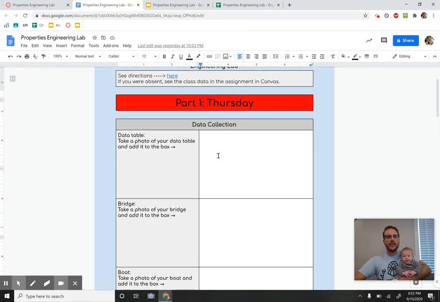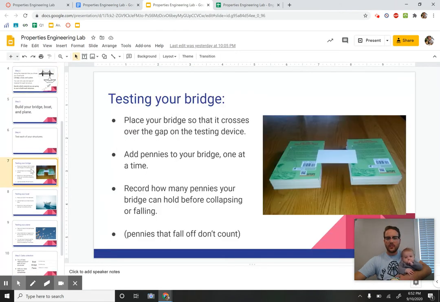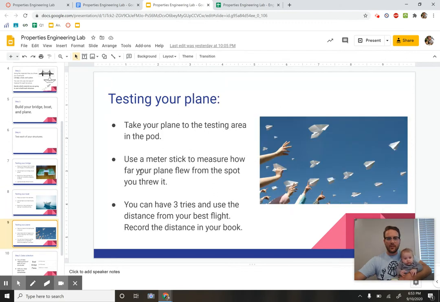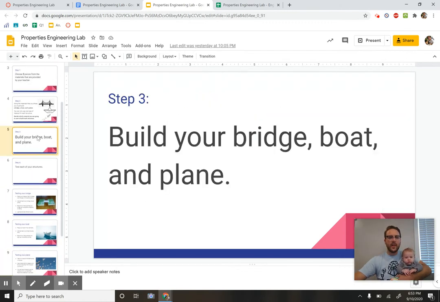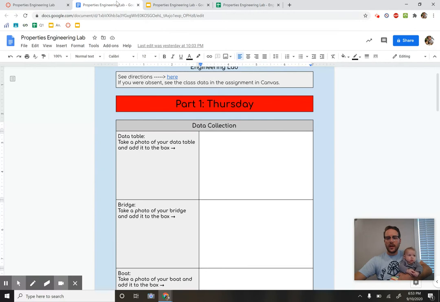And then for our test, and it's on here, we made a little bridge, and we saw how many pennies it could hold. With the boat, we saw how many pennies it could hold while it was floating. And with the plane, we saw how far it went. If you're doing this at home, you can do that same test, or you might have to alter it for what you have at home. You can do it however you need to.